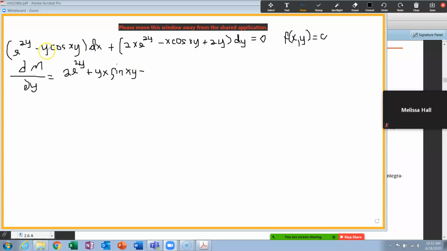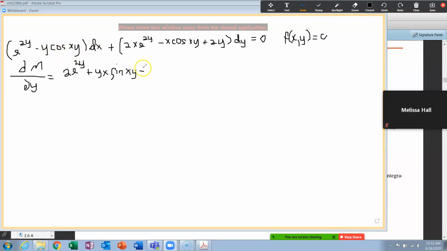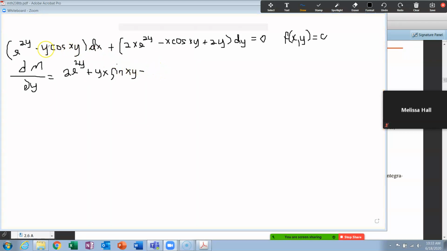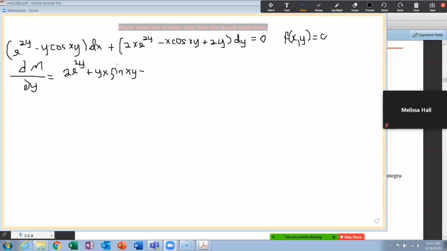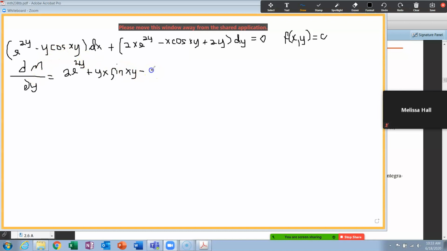That has to have a minus. So it's minus the second, that's cosine xy, times the derivative of the first. Well, the derivative of y with respect to y is 1. So that's just minus a cosine xy. There's your partial of M with respect to y.